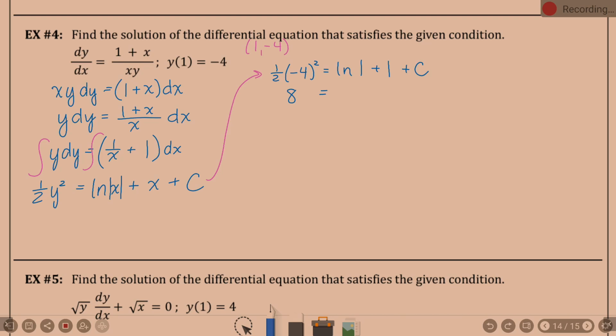Did I hear an argument about natural log of 1? Yeah, I told you that. Natural log of 1 is 0. So that right there is going to go to 0. And we're going to be left with 1 plus c. So c is 7 if we do our magical math there. Now, we go and we put these two back together. Where are we at? 1/2 y squared equals natural log of x plus x plus 7.